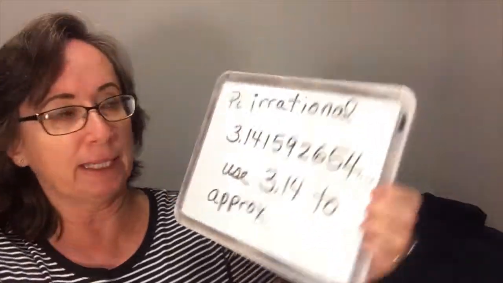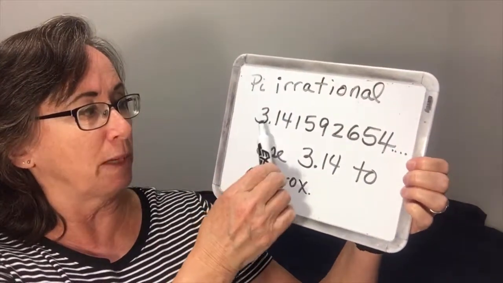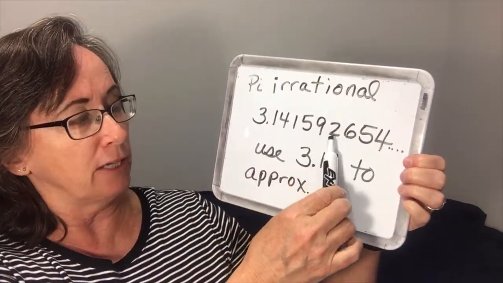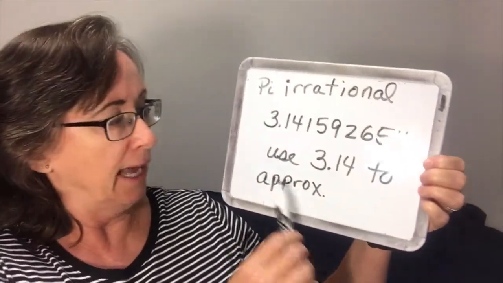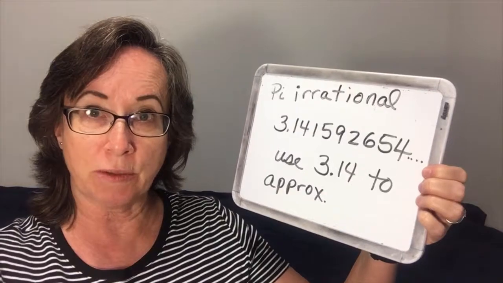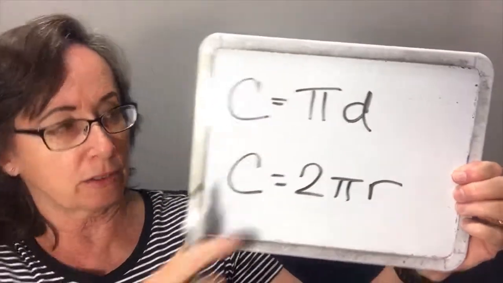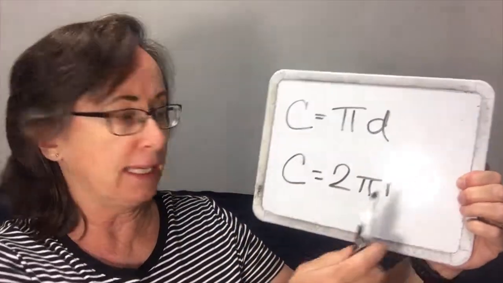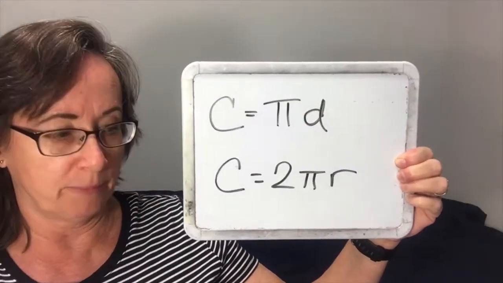So here we have again, pi is irrational. It is 3.141592654... and it goes on forever. And we will use 3.14 to approximate. And here are two formulas that you must memorize. Circumference is pi d, and circumference is 2 pi r.